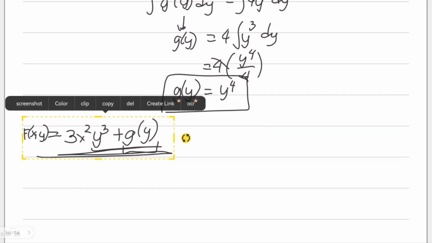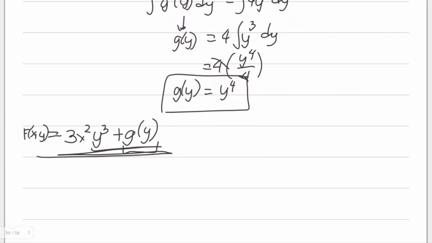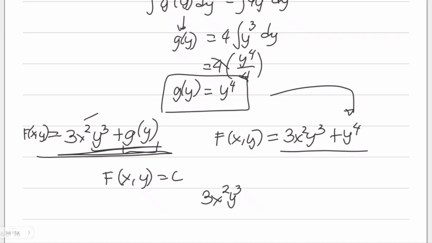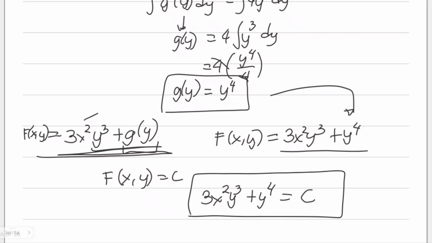Now we will have the final form of our solution, f of x y being equal to 3 x squared y cubed plus g of y, which is y to the power of 4. The last step here is, since we would like to have a solution equal to c, simply equate this to c. So you have 3 x squared y cubed plus y to the power of 4 equal to a certain c, and this is our solution now.